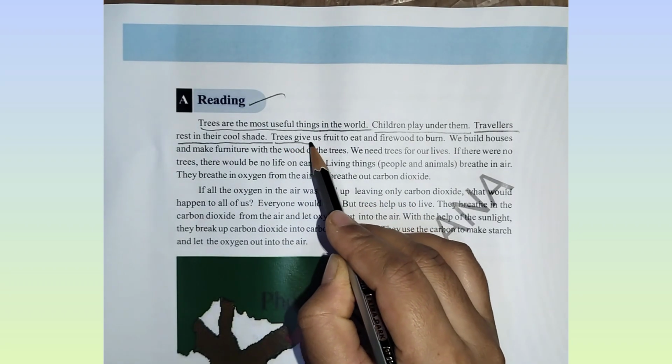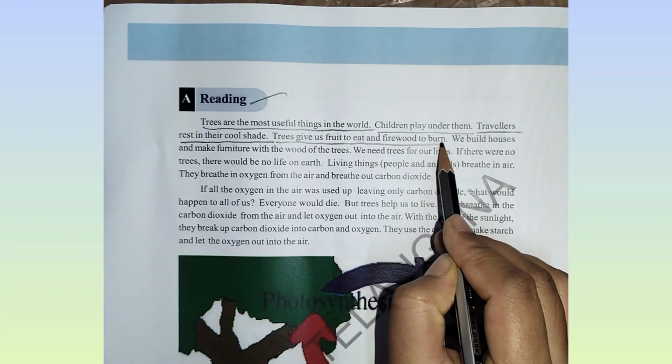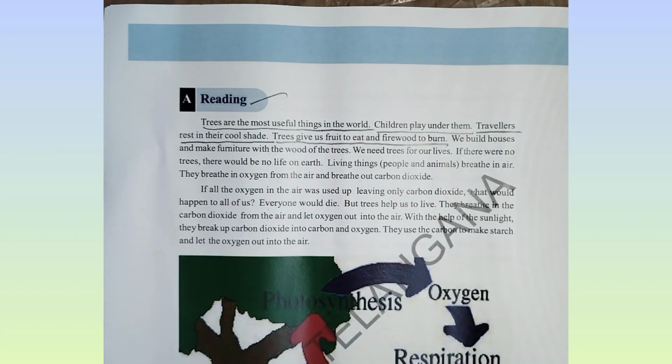Trees give us fruits to eat and firewood to burn. So what are the uses of trees? The trees give us fruits to eat, and firewood to burn. What is the meaning of firewood here? Firewood means any wooden material, typically logs, branches, or timber, that is collected, cut and dried to be burned as a fuel for heat, cooking, or in a fireplace.